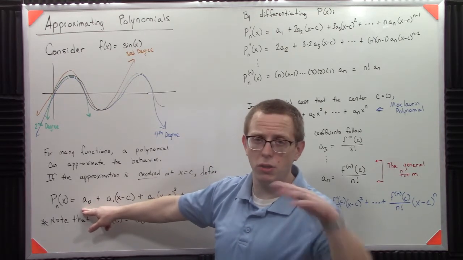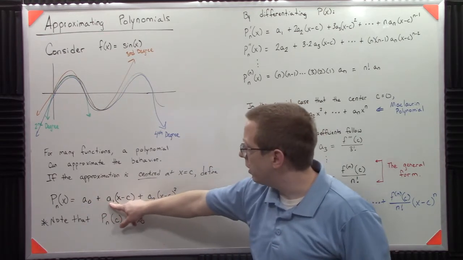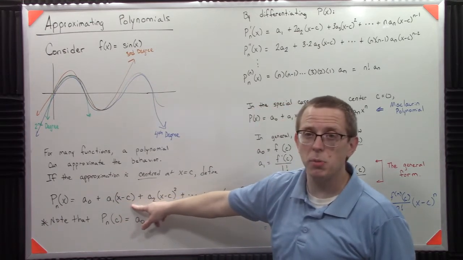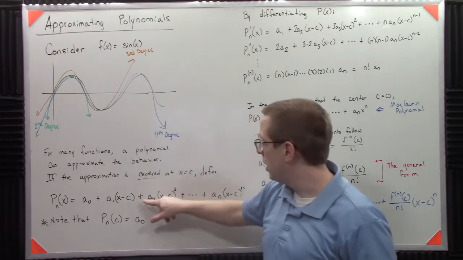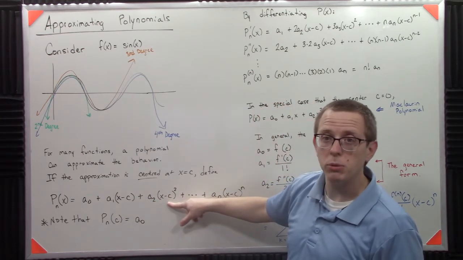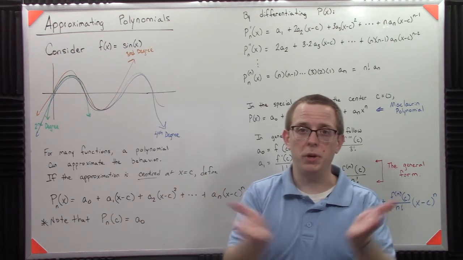So that's like your constant or a vertical shift term. And then there's a coefficient times x minus c. So this is a linear polynomial, right? Like in a straight line. And then another coefficient times a quadratic. So that would be your parabola.